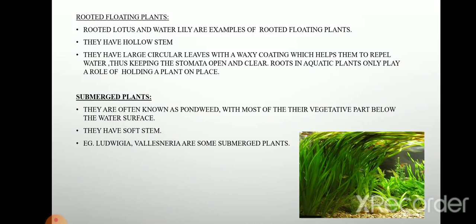Because the stomata in the aquatic plant is on the upper side of the leaf. Now in the last chapter we have seen that stomata plays a major role in the process of photosynthesis. Whatever raw material is needed for photosynthesis is taken inside the leaves through stomata. But in aquatic plants, the stomata is present on the upper side of the leaf. Why? Because it faces towards the sunlight, and therefore to keep it open and clear, they need to repel the water. That is the reason.